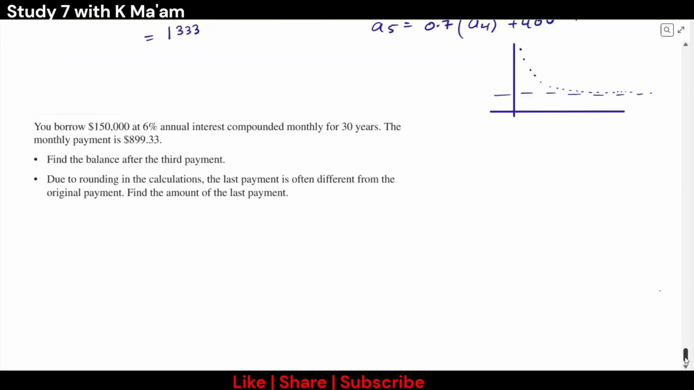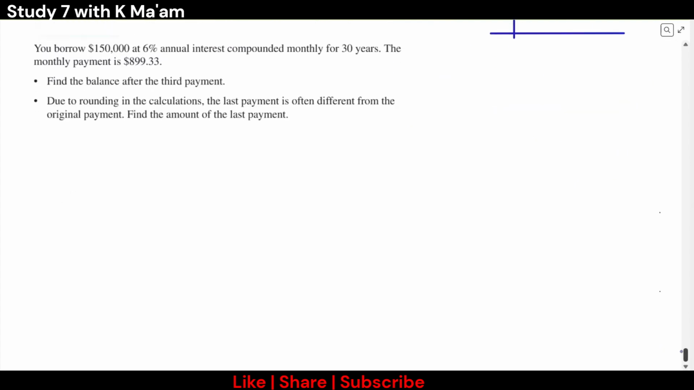Okay, the next question says you borrow this money at 6% annual interest, compounded monthly for 30 years. The monthly payment is this one, 899.33. Find the balance after the third payment. What will be the payment the third time? Or what is the balance left after paying the third payment?